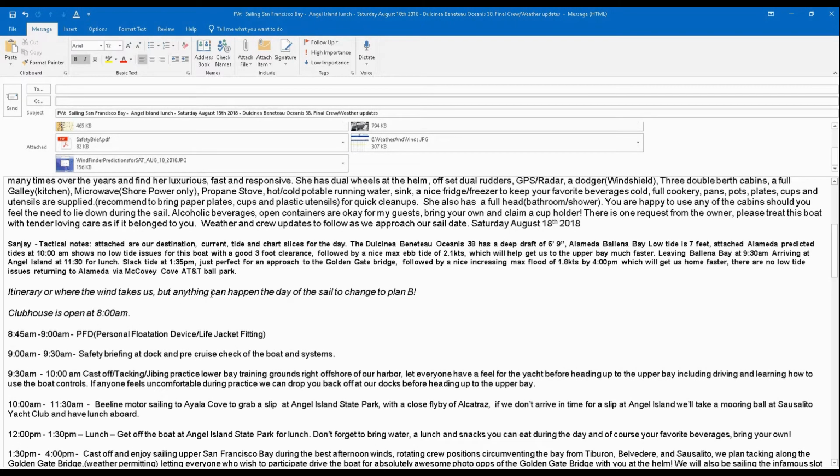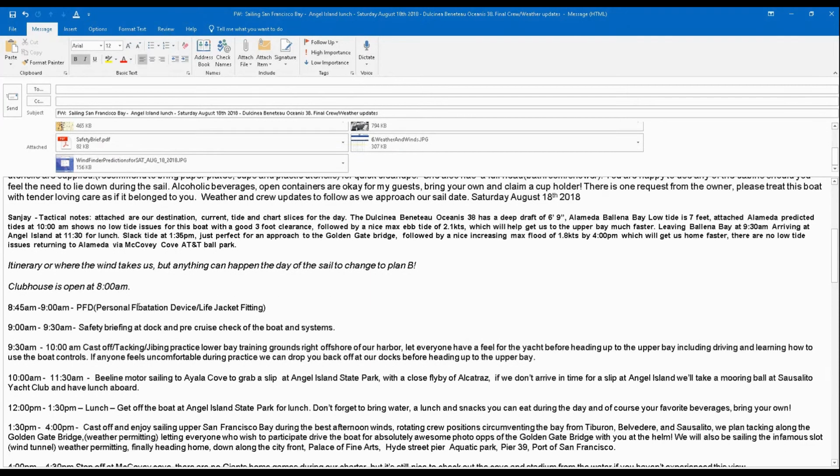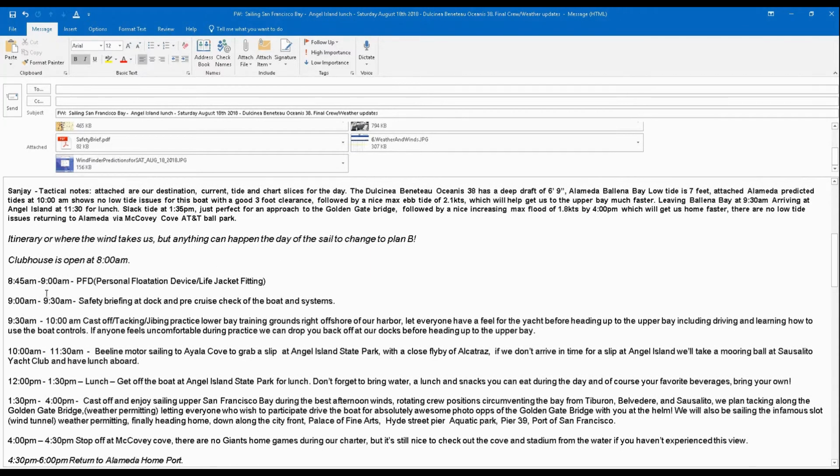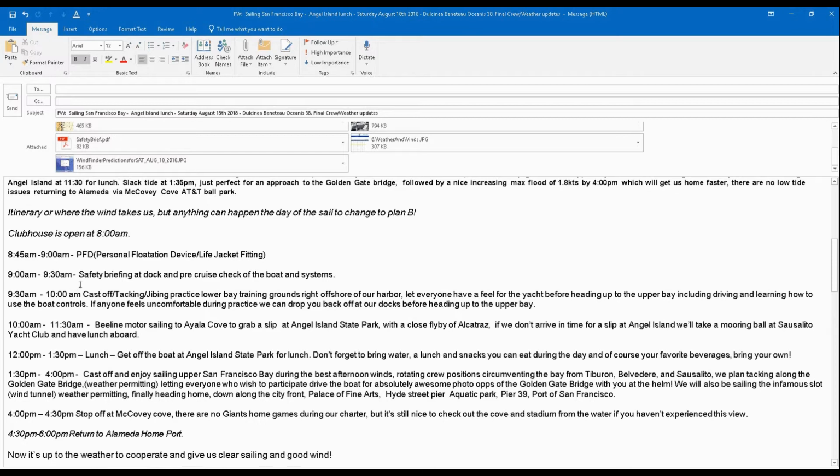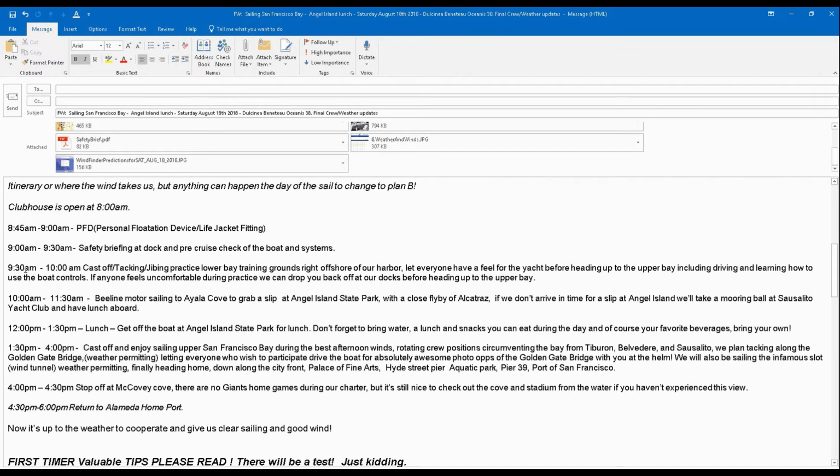Then give an itinerary. This is really important so that everybody's on the same page. Clubhouse opens at 8. 8:45 a.m. to 9 a.m., PFD life jacket fitting. 9 a.m. to 9:30, we're going to do a safety briefing at the dock and pre-cruise check of the boat and systems. Plan to cast off at 9:30. 9:30 to 10 a.m., we'll cast off.